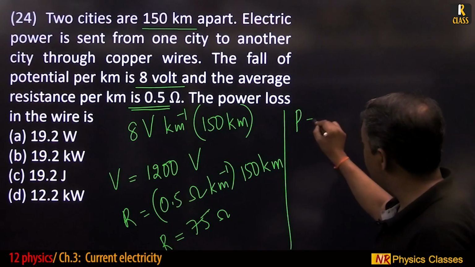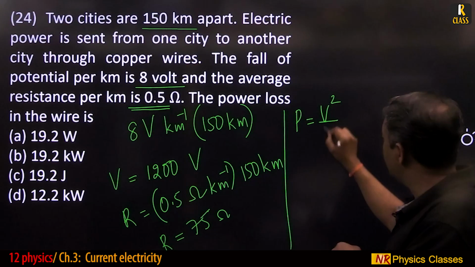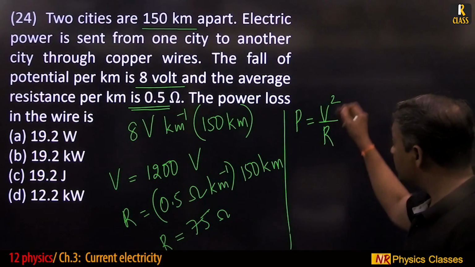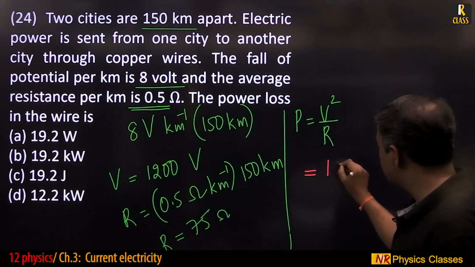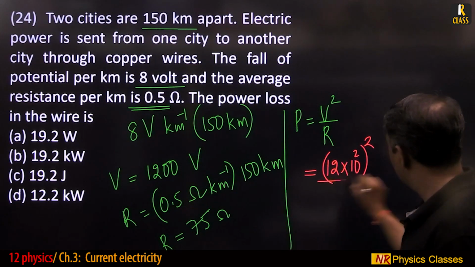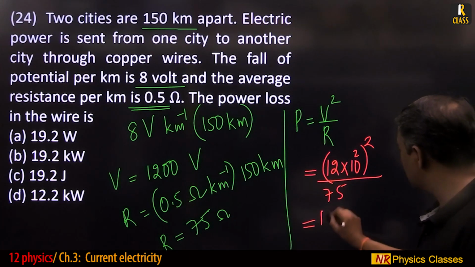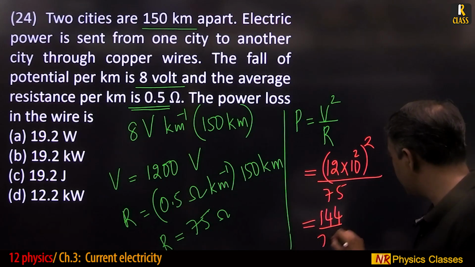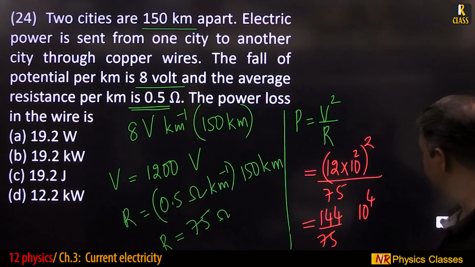What's the expression for power in terms of voltage and resistance? V square by R. So let me write this as 1200 square by resistance 75. 12 square is 144, by 75, 144 by 75 into 10 to the power of 4.